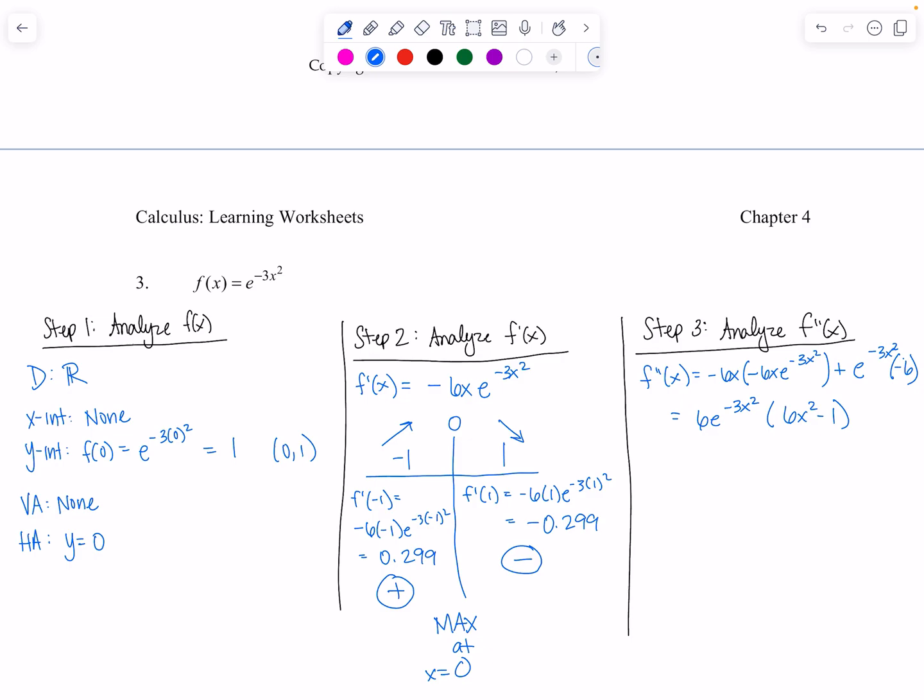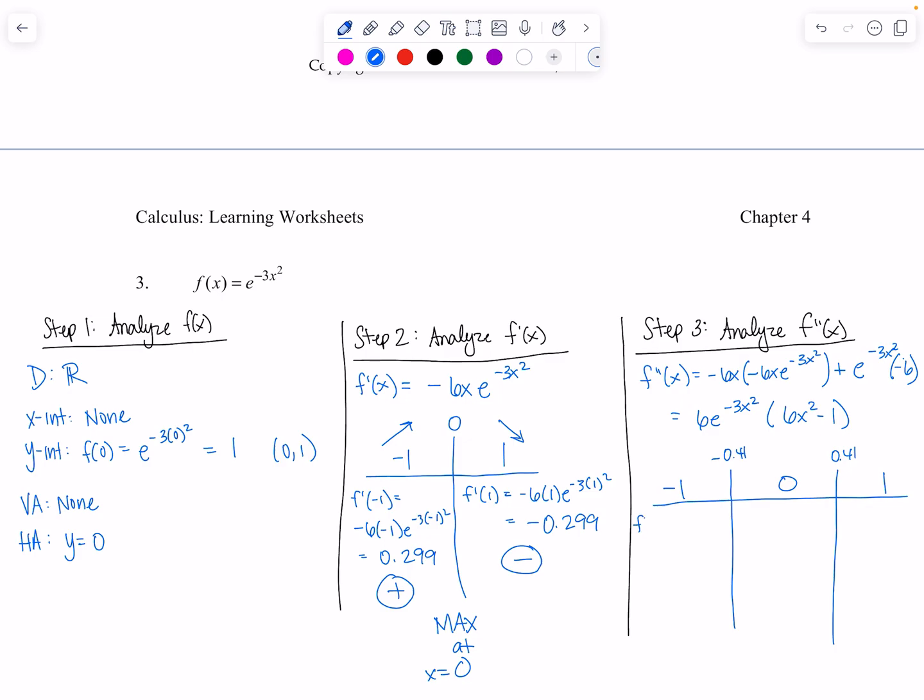Now this one gives us two partition numbers, right? Where we set it equal to 0. And when we set it equal to 0, we'll have negative 0.41 and positive 0.41. So let's test -1, 0, and +1, just to keep it easy on ourselves.